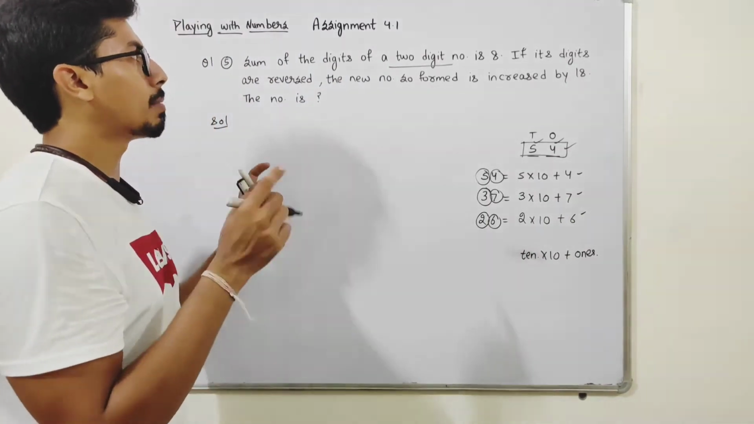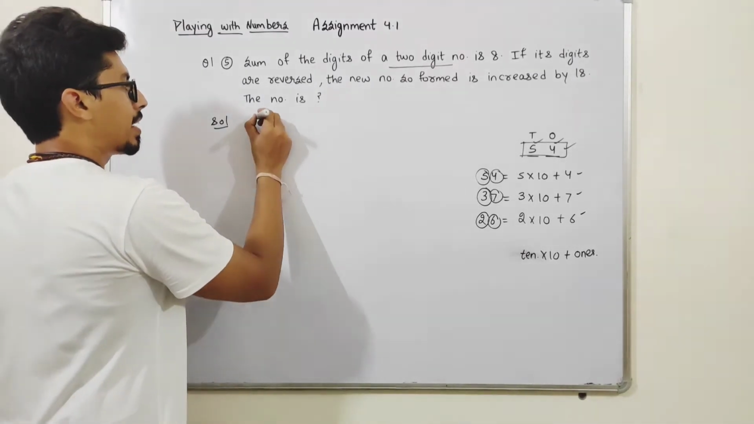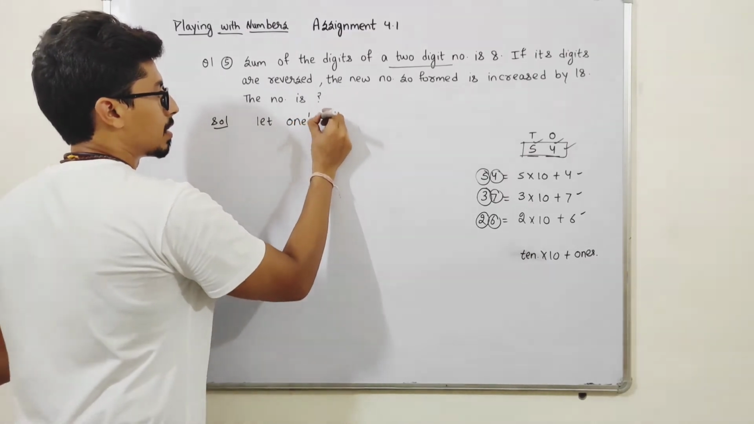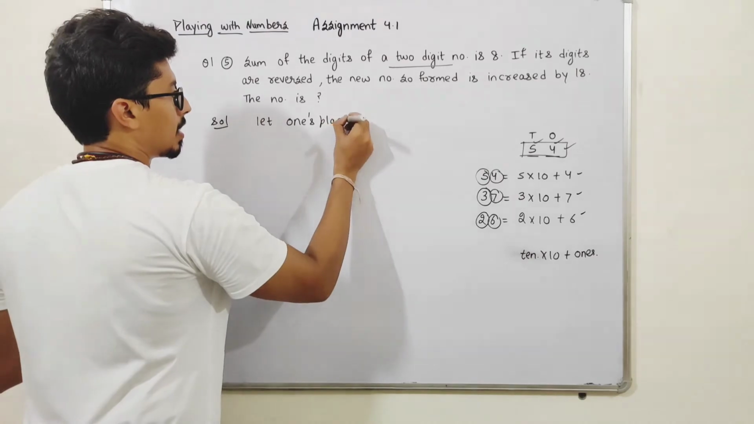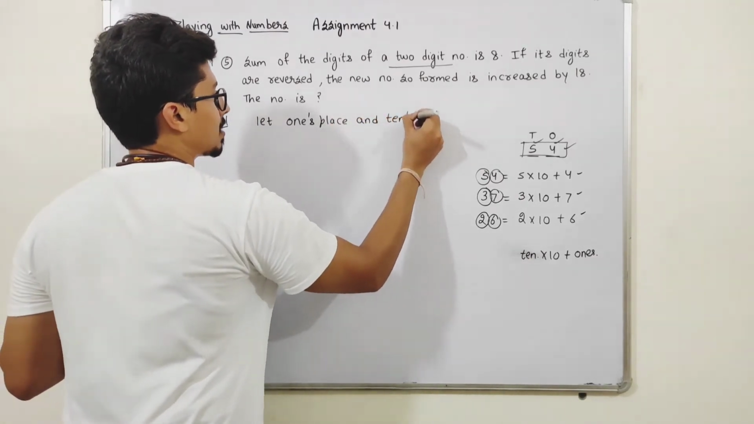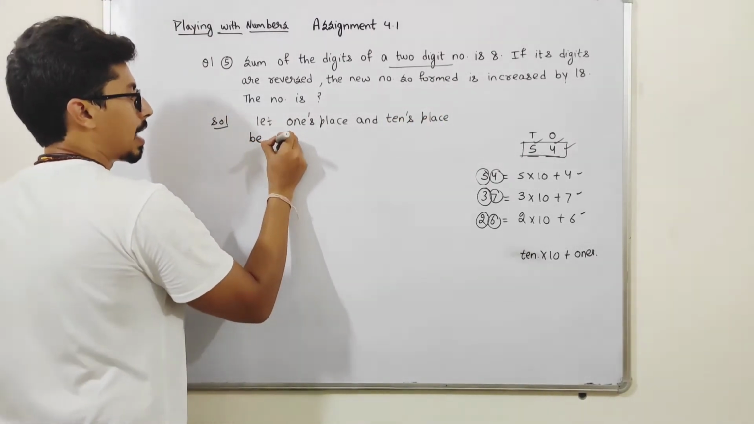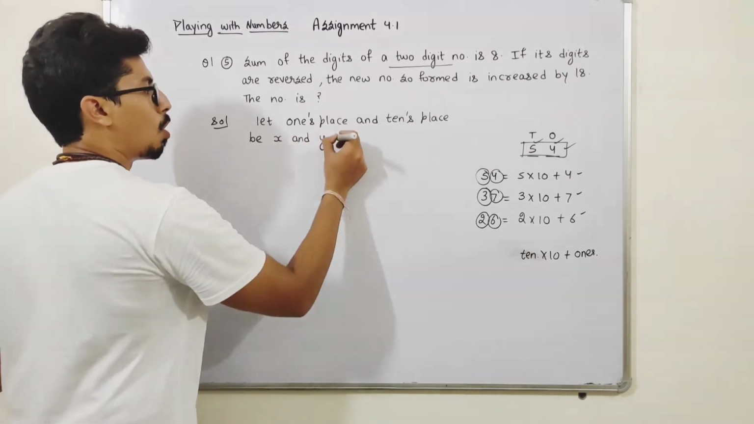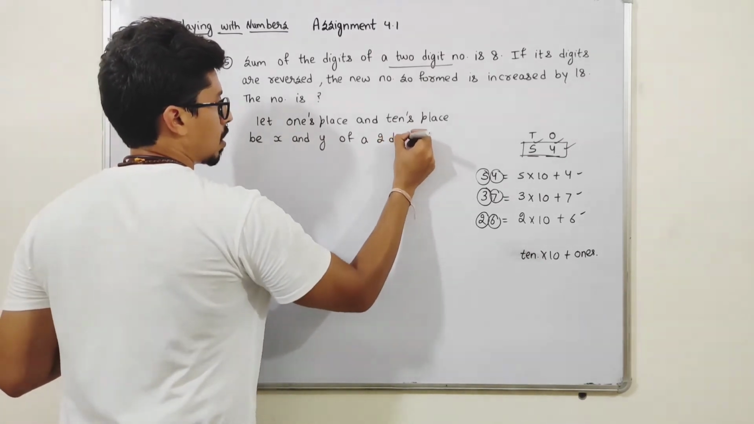Similarly, students, the sum of the two digits is 8. So let the ones place and tens place digits of a two-digit number be x and y.